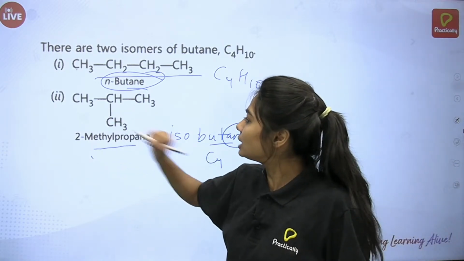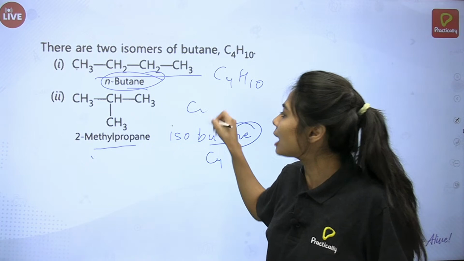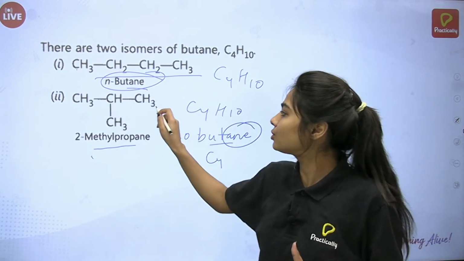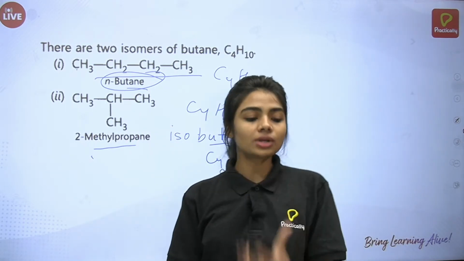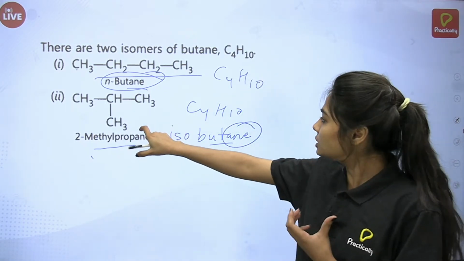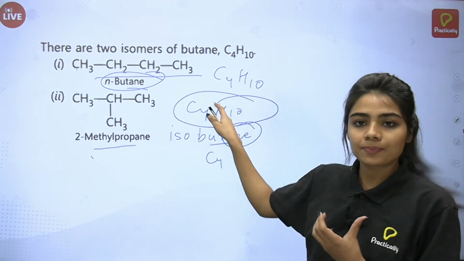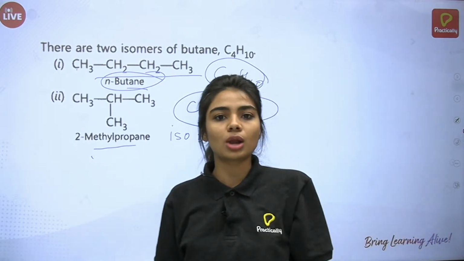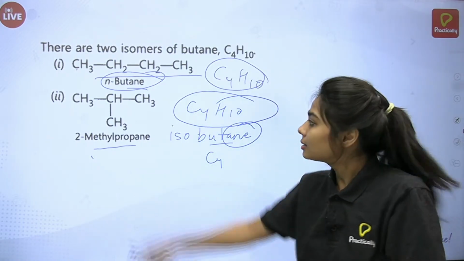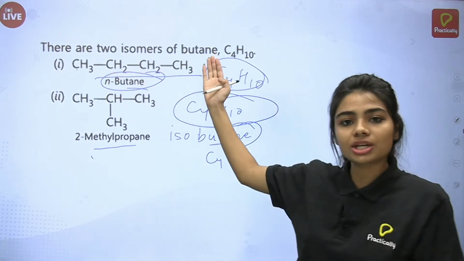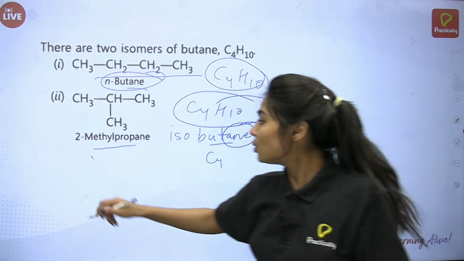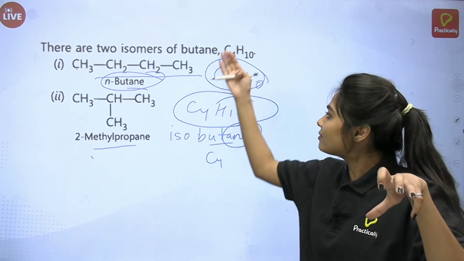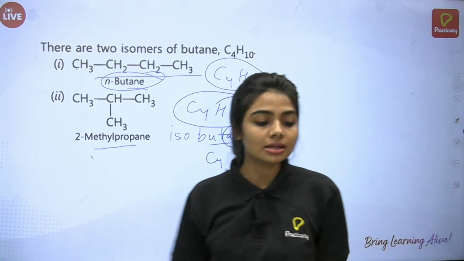Here, how many carbons are there? 4 carbons. How many hydrogens? 3, 3, 6, 3, 9, 1, 10. So 10 hydrogens are there. So C4H10 for both structures means the molecular formula is the same, but the structure is different. One is a straight chain, the other is a branched chain. So these two are isomers. Isomers are those which have the same molecular formula but differ in structure.